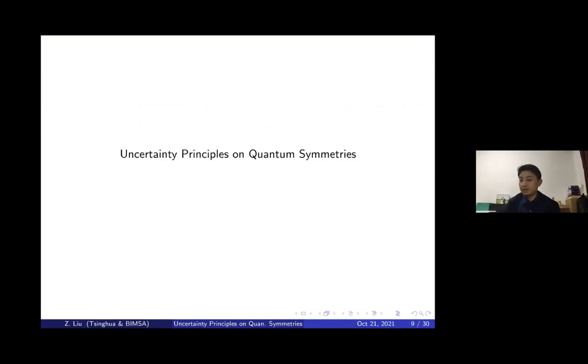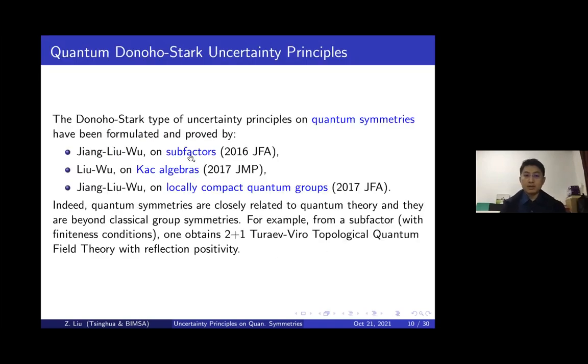Now, let's see. This is a very general phenomenon, this Donoho-Stark type uncertainty principle. It's not only true for those group symmetries, it's also true for a bunch of quantum symmetries. So here we mention the first three quantum symmetries. One is subfactor, it's actually more than that. The first one is subfactors. Now we'll talk more about that in this talk.